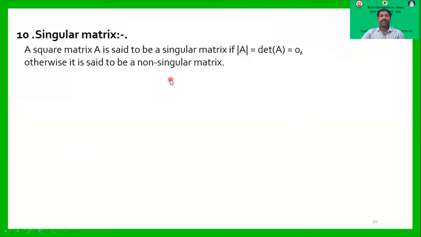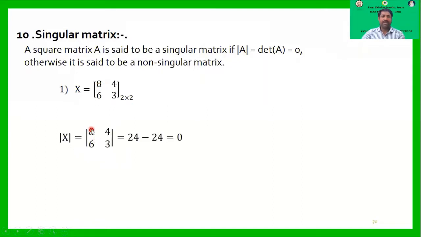If we find the determinant of a square matrix and its determinant value is 0, then it is a singular matrix. Consider an example: X is the matrix containing 4 elements of order 2 by 2. Now we find the determinant value: 8 into 3 is 24, minus 6 into 4 is 24, so 24 minus 24 is 0. So its determinant value is 0. Therefore it is a singular matrix. So X is a singular matrix.